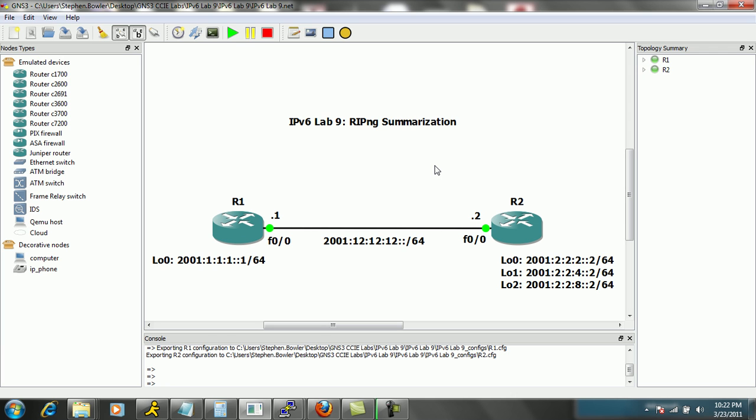So what we are going to be doing in this lab is, again, performing IPv6 summarization using RIP Next Generation as the routing protocol. And the summarization is going to be taking place on R2. So the first thing, let's go ahead and get the routers set up.